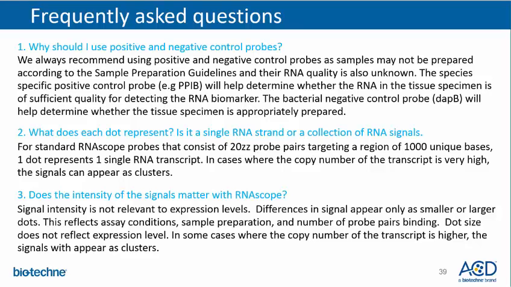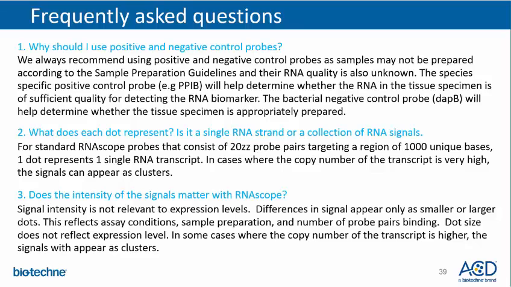The species-specific positive control probe, PPIB, will help to determine whether the RNA in the tissue specimen is of sufficient quality for detecting the RNA biomarker of interest. And the negative control probe, which is the bacterial gene DapB, will help to determine whether the tissue specimen is appropriately prepared. So that's why we use these two control probes and why we always advise to include them in the experiment. The second question that comes up is, what does each dot represent?